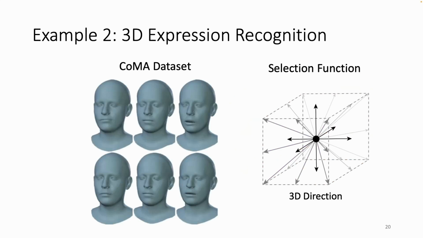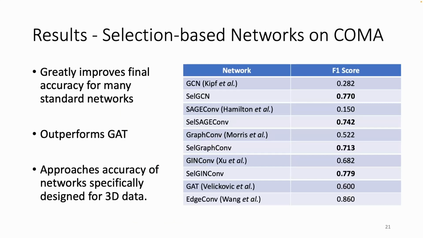A second example we can look at is 3D expression recognition. We used the COMA dataset, which contained 3D meshes of various spatial expressions. We used a 3D selection function that processed each vertex in the mesh and determined the direction to each target node relative to each source node. When we added this selection to various graph networks, we found that the accuracy again improved for many standard networks. We also found that it outperformed GAT, which we often think of as learning these intrinsic relationships indirectly. We even approached accuracy of networks that are specifically designed for 3D data.